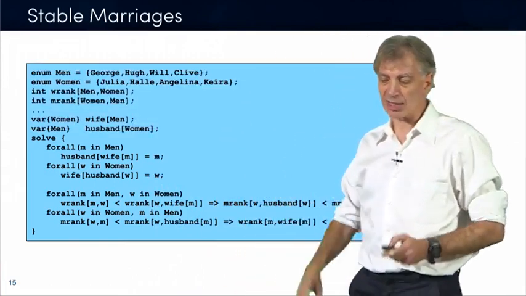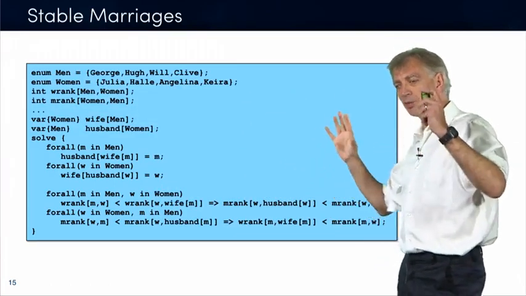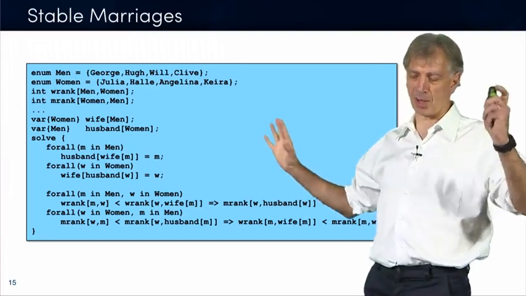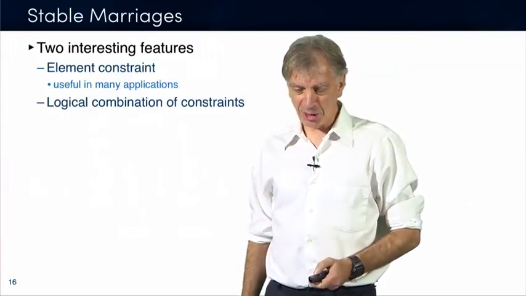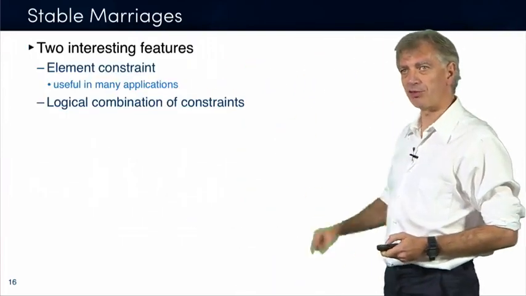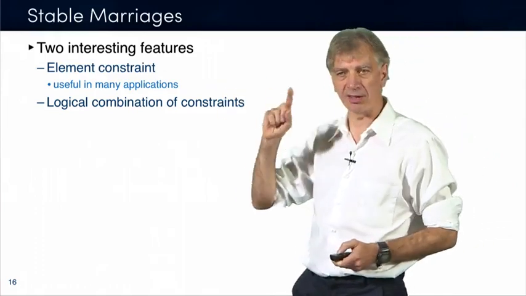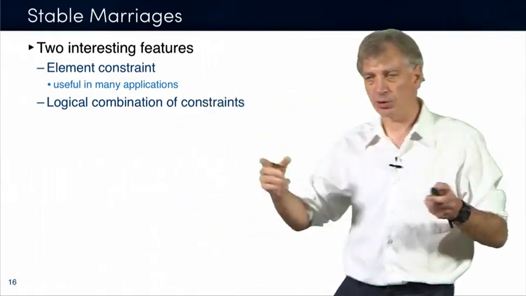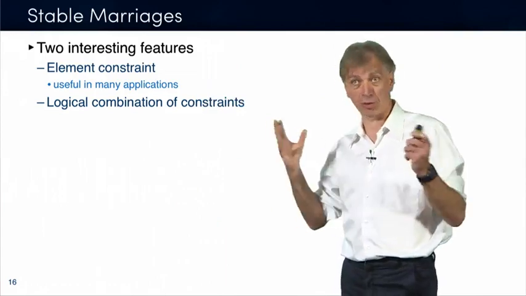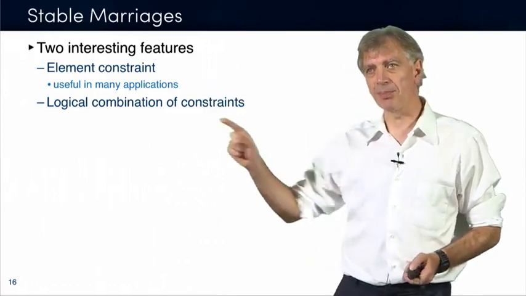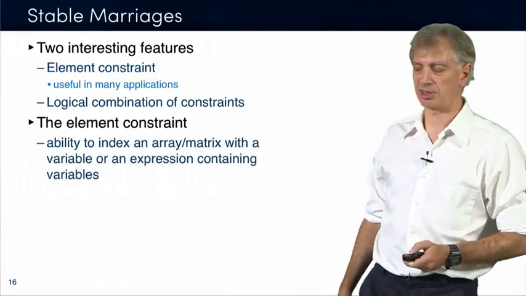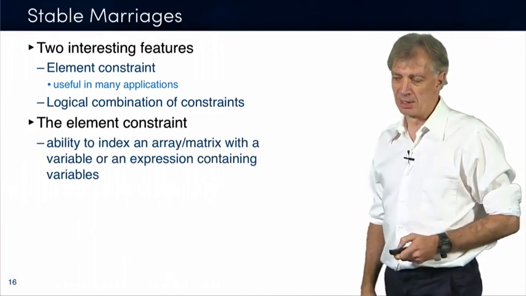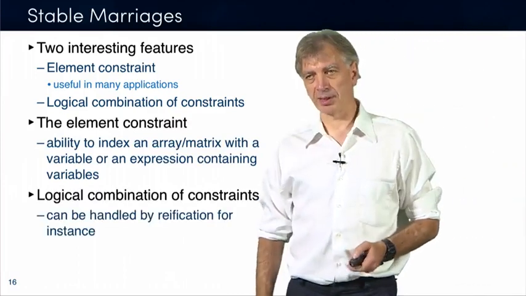Okay, so that's all we need. That's the entire model, and with that, we can solve all Hollywood problems. There are 2 interesting features, I told you. The first one is called the element constraints. It's the ability to index an array or a matrix with a complex expression involving variables or single variables. And then we have the ability to implement logical combinations of constraints.